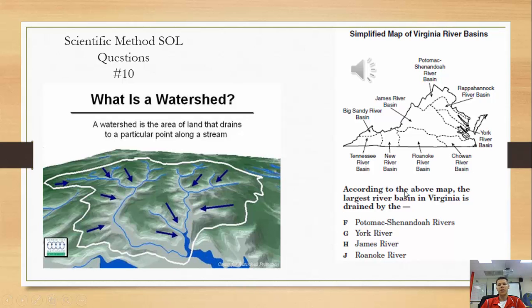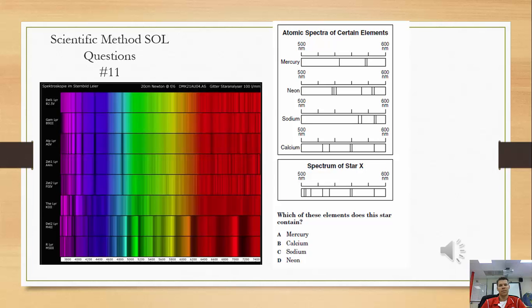Now, according to the above map, the largest river basin in Virginia is drained by the... Now, really what this question is also asking is, which one is the largest? And if you look through here, in Virginia, the James River Basin is the largest. And the James River Basin is for the James River. H is the best answer.